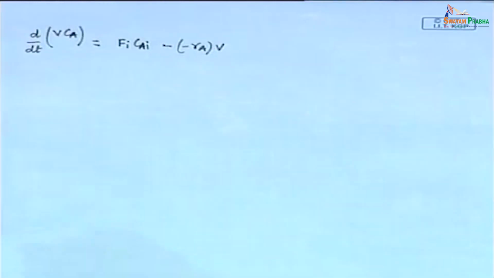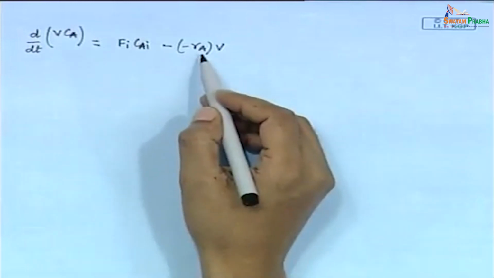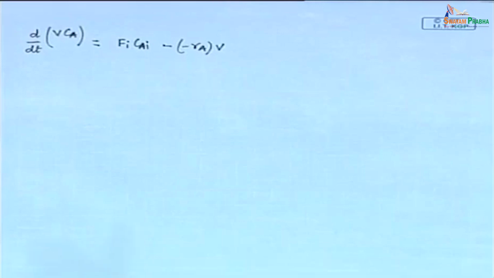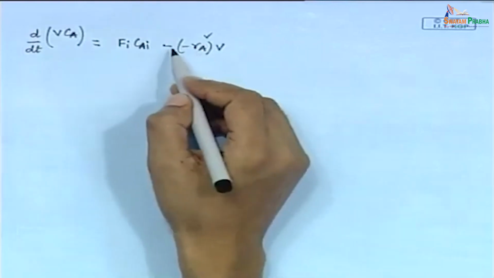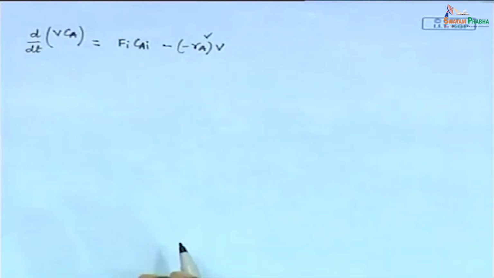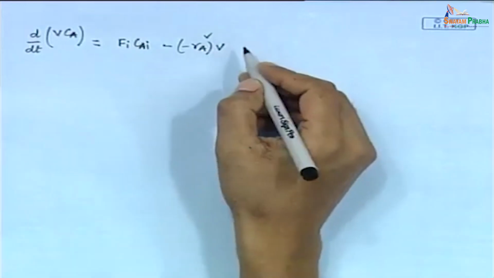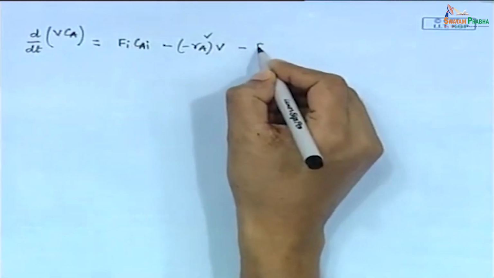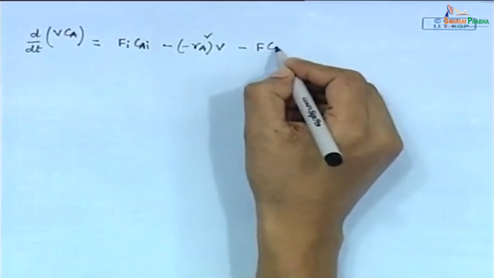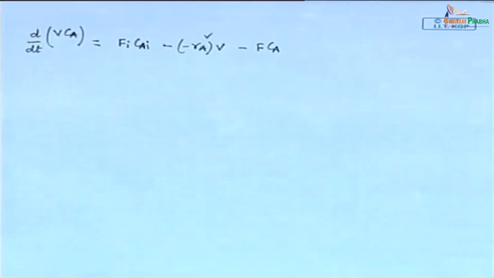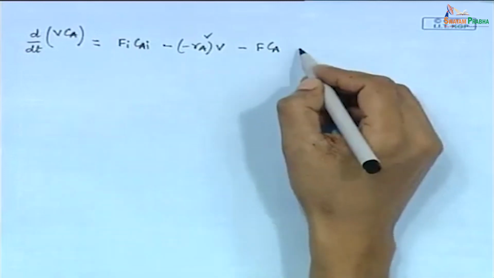Now, what is the generation? Minus Ra into V. See, minus Ra is the rate of disappearance of A. If we multiply with minus sign, then we get the generation. And what is the output? Output is F multiplied by concentration of output stream, that is Ca. So, from the conservation principle, we got this equation.